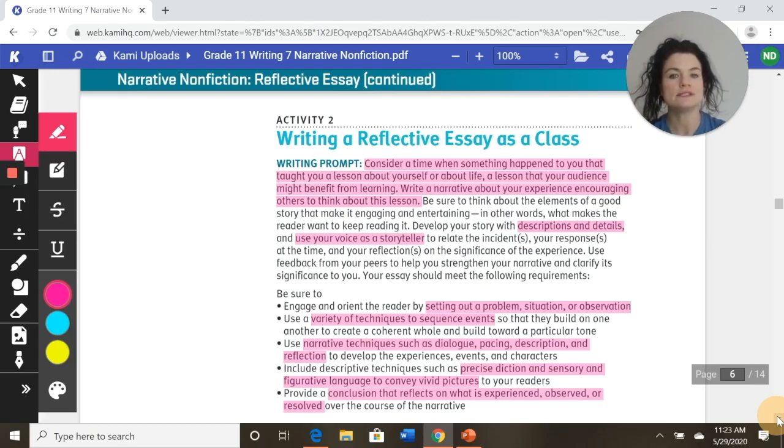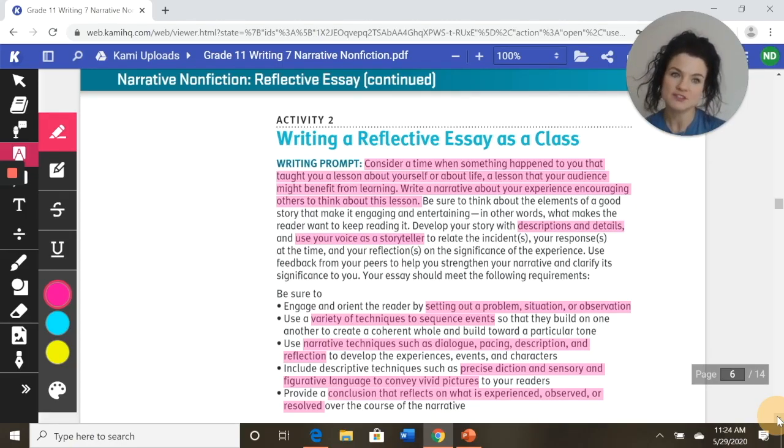You are going to consider a time when something happened to you that taught you a lesson about yourself or about life. It's a lesson that your audience might benefit from learning. Write a narrative about your experience, encouraging others to think about this lesson. So think about descriptions and details, and really this comes down to author's choice because you are the writer and this is your voice as a storyteller.